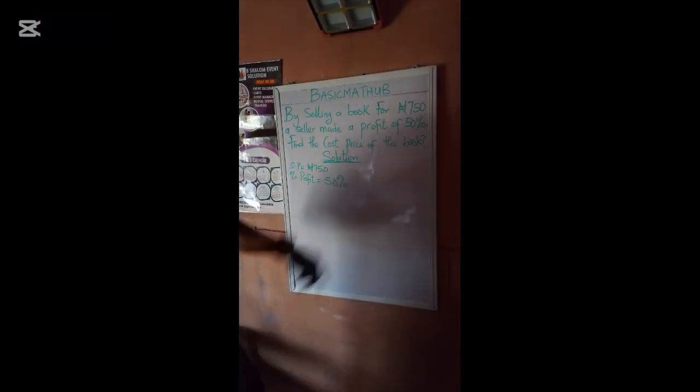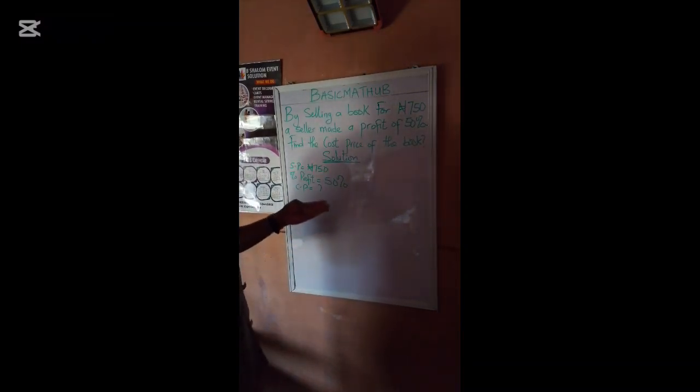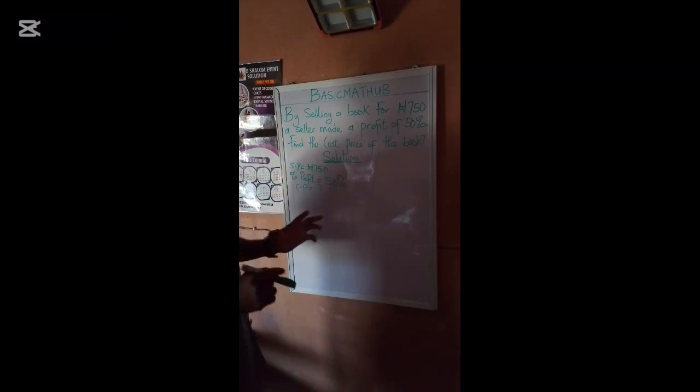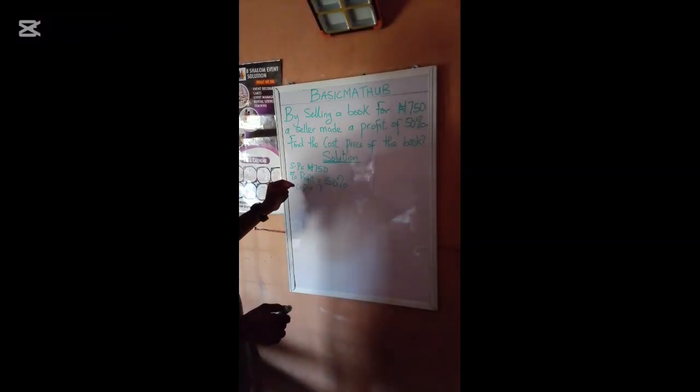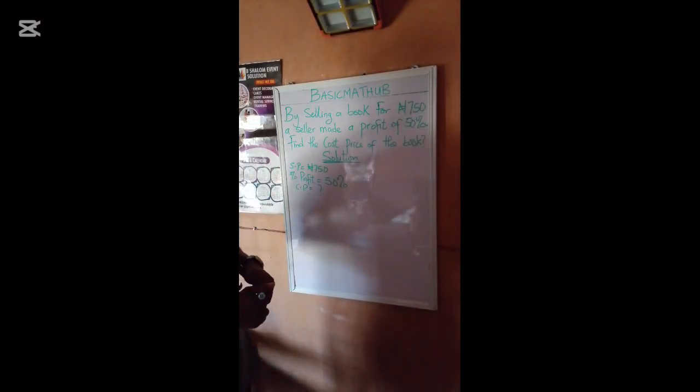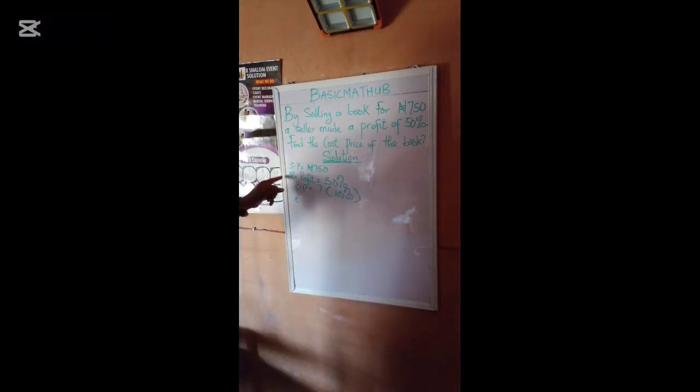And what are we asked to find? We are asked to find the cost price, which we don't know. So the cost price is always 100% because that's the original, that's where the transaction starts from. So if our cost price is 100%, going by percentage, that means the cost price and the profit equal the selling price. So the cost price will be 100%.